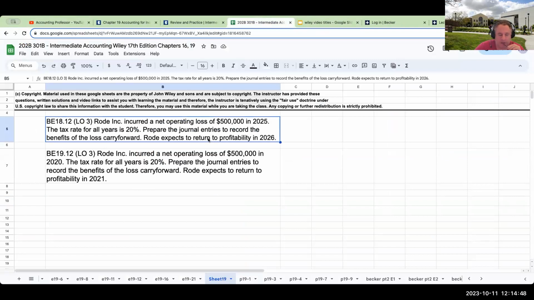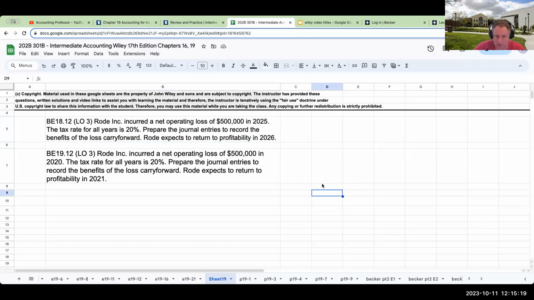Road Inc. incurred a net operating loss of $500,000 in 2025. The tax rate for all years is 20%. Prepare the journal entries to record the benefits of the loss carryforward. Road expects to return to profitability in 2026. So you're seeing something very important here: we are planning on being able to use the benefit, and that's a real important assumption based on management.